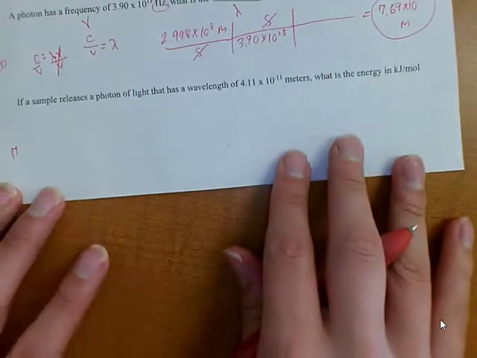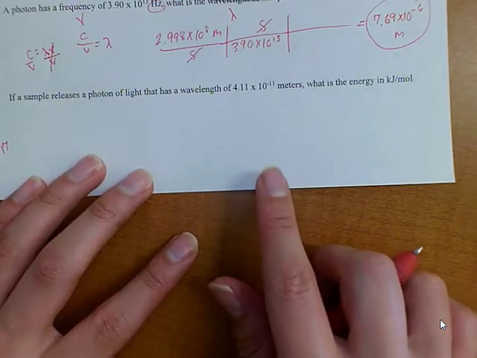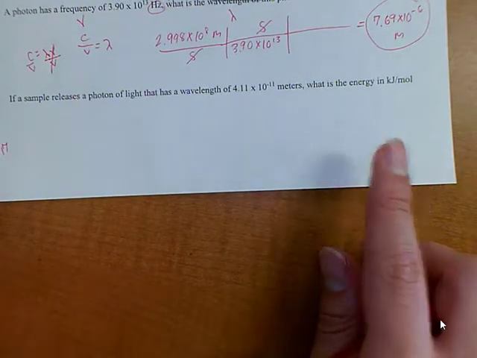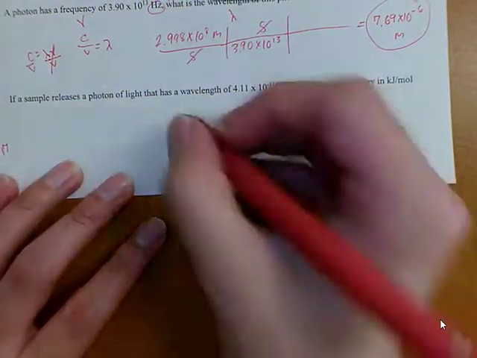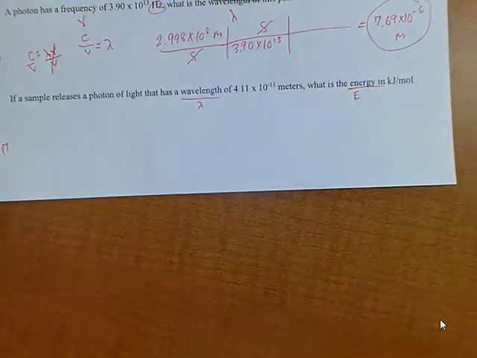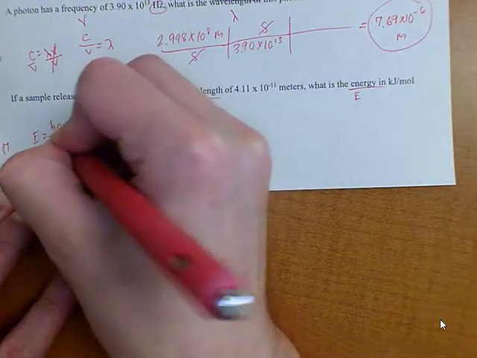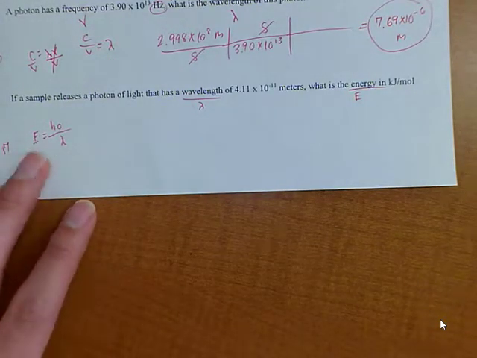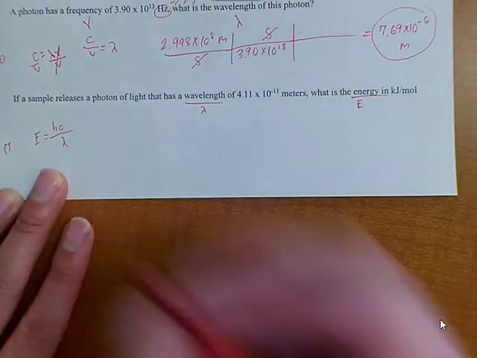All right, last problem. If a sample releases a photon that has a wavelength of 4.11 times 10 to the negative 11 meters, what is the energy in kilojoules per mole? So this was the one that you had multiple steps in. So we have wavelength and energy. So there's only one equation that we have. E equals hc over wavelength. I don't need to change the formula because they're looking for energy, so I can keep it like this. H times C divided by wavelength.